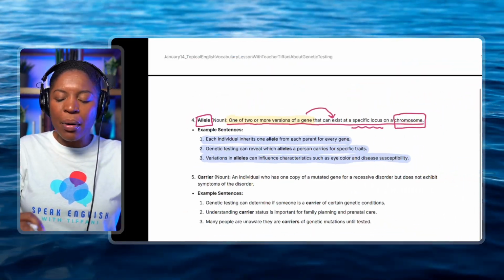Great job. All right, now we're moving to our fifth term. Again, the term that is connected to our topic for today, genetic testing. Our fifth term is carrier. Good. Now you might have heard this word before, but now you're learning it in connection with genetic testing. All right. So begin after me.